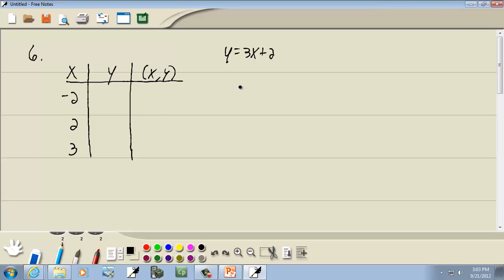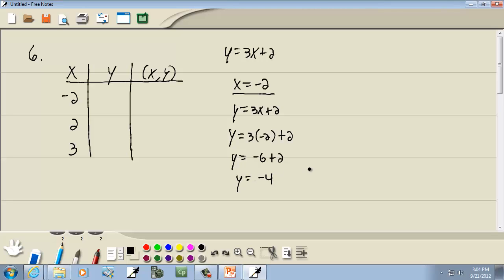Okay, so what we're going to do is, these are kind of like the last two problems. We're going to take each x value and plug it into our equation and solve for y. So I'll take the first one at negative 2. So I've got y is equal to 3x plus 2. We'll plug negative 2 in for the x. So we've got 3 times negative 2 plus 2, which is negative 6 plus 2, which gives us negative 4. So we're going to put negative 4 here, and the point that goes along with that, you put the x part first and the y part second. So that would be (-2, -4).